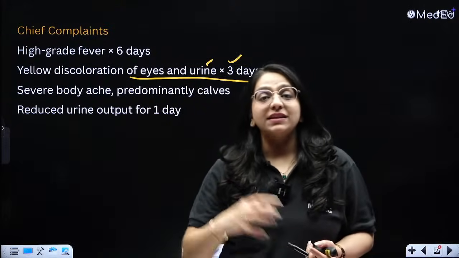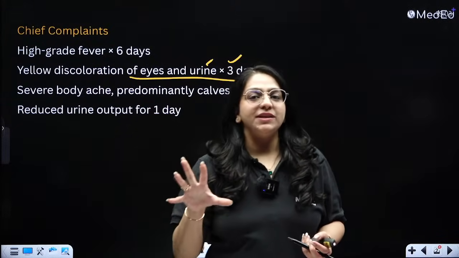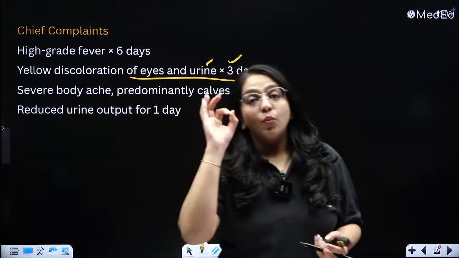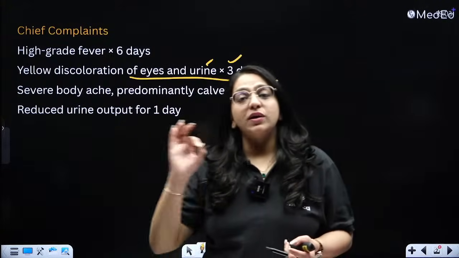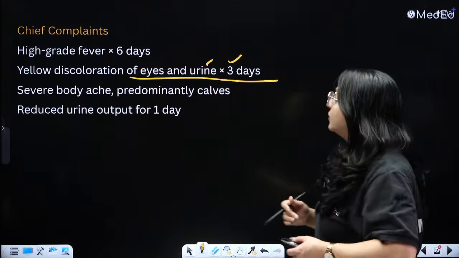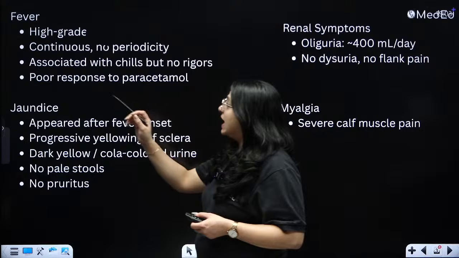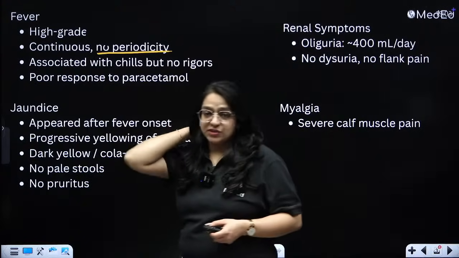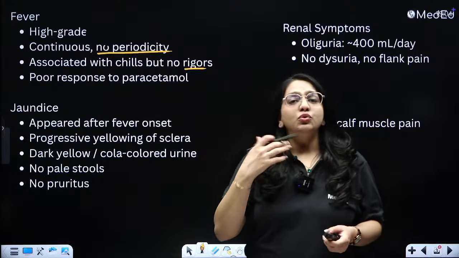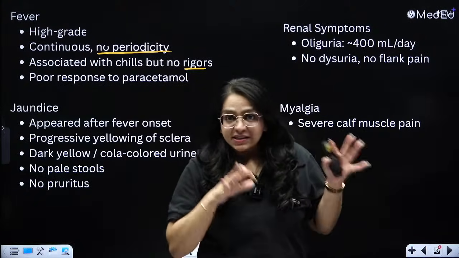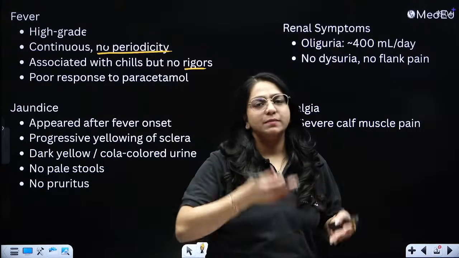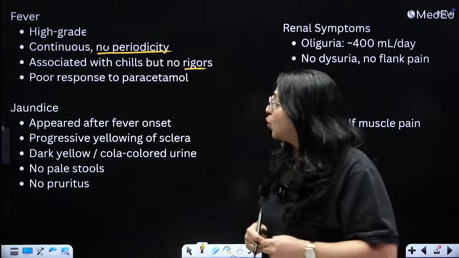Up till now, you understand that the primary complaint of the patient is fever and jaundice. Now it is up to you to elicit what type of fever, what type of jaundice, what are other associated symptoms, and you do not miss out on any important symptoms. So the fever was high grade, continuous, with no association with any periodicity. It was associated with chills but no rigors. You do understand that chills and rigors typically point to malaria, whereas chills are associated with most fevers because the body temperature rises and the patient tends to feel cold.